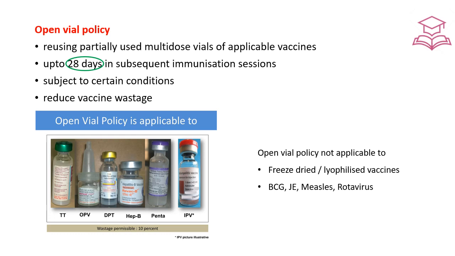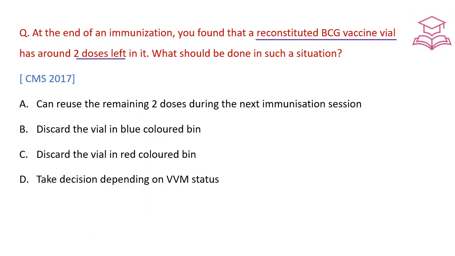Open vial policy is not applicable to freeze-dried vaccines which are available in powder form. They have to be reconstituted with a diluent. They are also called lyophilized vaccines. They are BCG, JE, measles and rotavirus. These vaccines can be used up to 4 to 6 hours. Open vial policy is not applicable for BCG vaccine. So, we have to discard it after 4 to 6 hours.